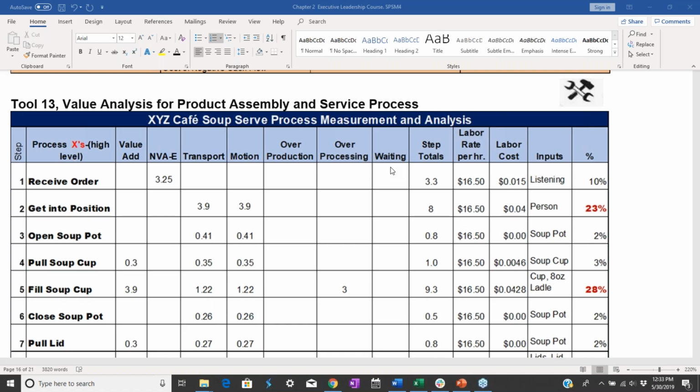But again, this is observing, looking at the process, and a lot of times you would see people waiting for something, waiting for information, waiting for another process step, or they're waiting for materials. And that a lot of times could be a significant amount of time.